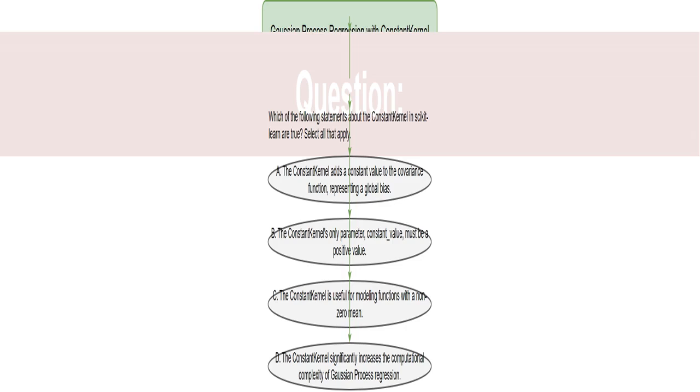I am asking you to identify which statements correctly describe the constant kernel, a component of scikit-learn's Gaussian process regression. It's a multiple choice question testing your understanding of this kernel's function within a Gaussian process framework.